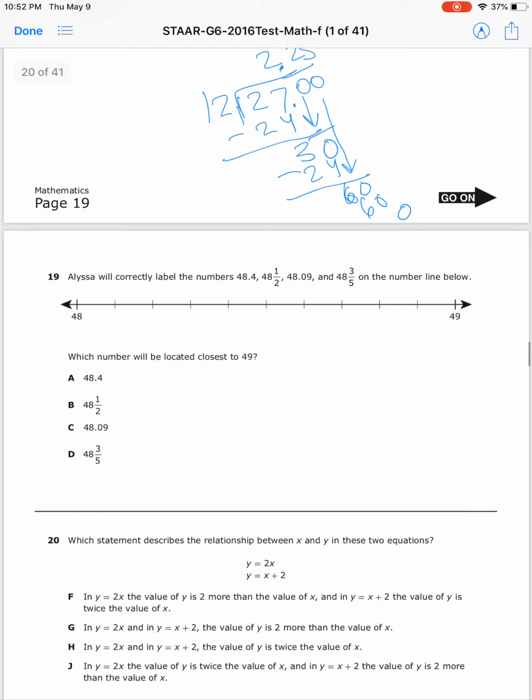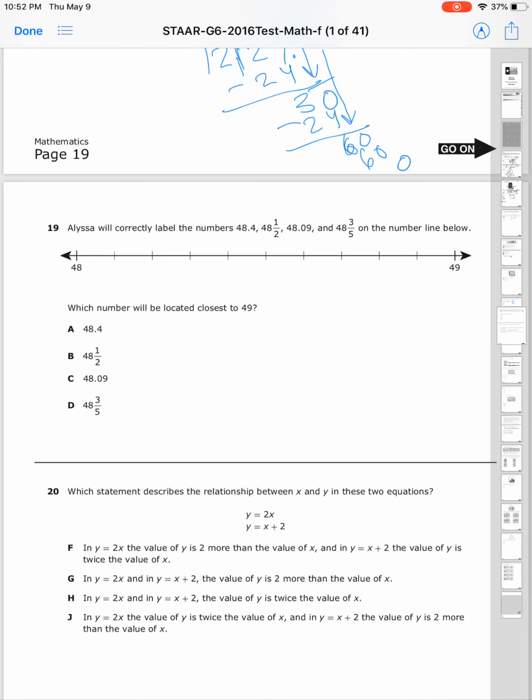Okay, moving on. Number 19. We had to figure out which number will be located closest to 49. So what I need to do, once again, is turn these fractions into decimals. That's the only way that I can order them to see what's closer. So by doing TIBO, I know that this is 48.60, right? We know that this is 48.5 because once again, 1/2 is 0.5 as a decimal. And so what's closest to the 49 would be our 48 3/5. That's closest to the 49.